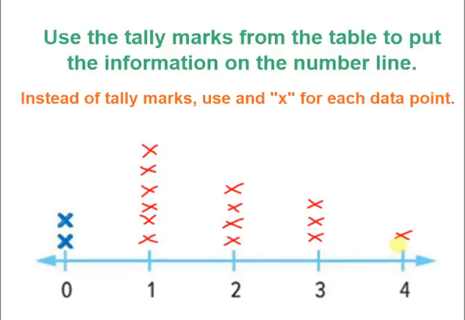So you can see by taking that data and putting it on this number line by using tally marks or X's or dots, it's very clear what the most common number of after-school activities is, which would be 1 after-school activity.